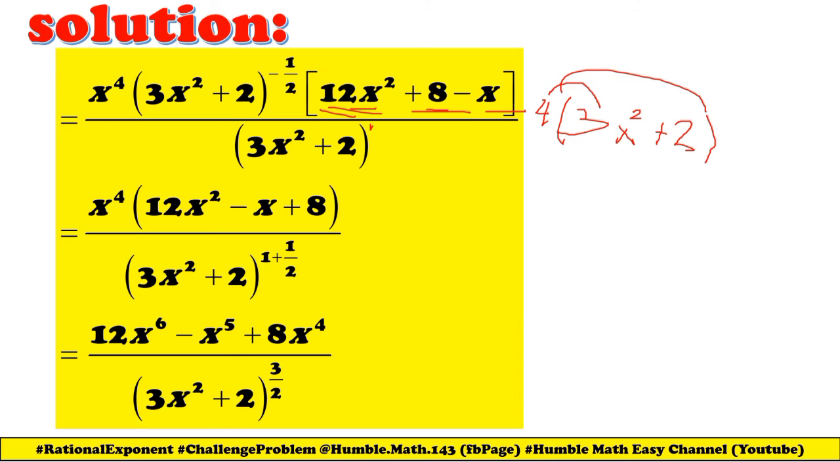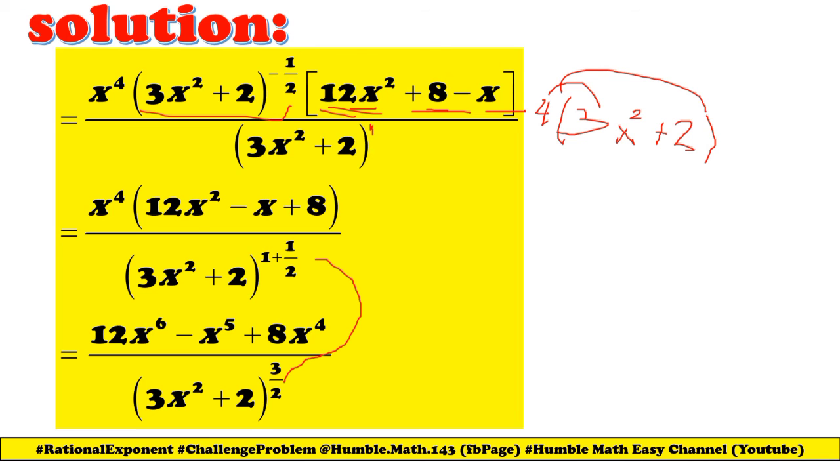So we have now x raised to 4 times the quantity of 12x squared minus x plus 8 all over, since this 3x squared plus 2 in the numerator will be removed and put the 2 there in our denominator, it became 1 plus 1 half, because they have the same base, so we add the exponents. So therefore, as you can go along with the next step, 1 plus 1 half is 3 halves.